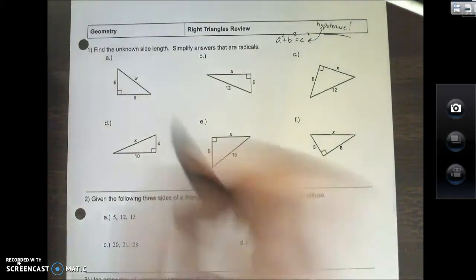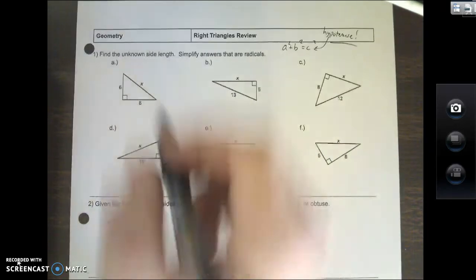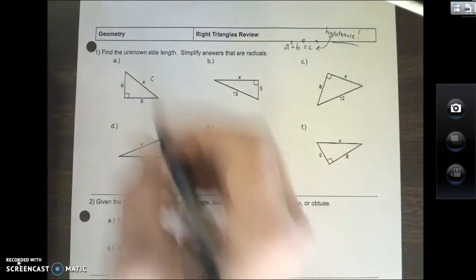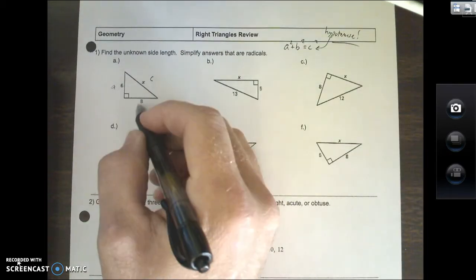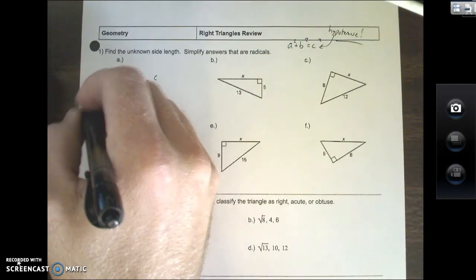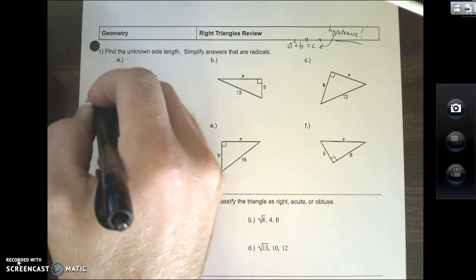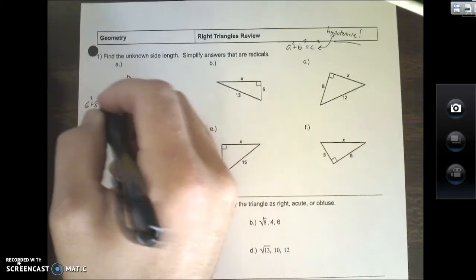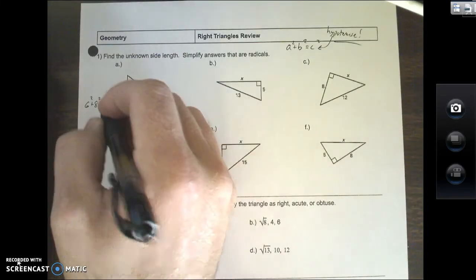When you're doing this, first thing I recommend doing is trying to label what your hypotenuse is. So there's my C. A and B are interchangeable, so it's not necessarily the most important thing. And now we're ready to go. So we're looking at 6 squared plus 8 squared equals C squared, or in this case x squared. I'll put an x there.